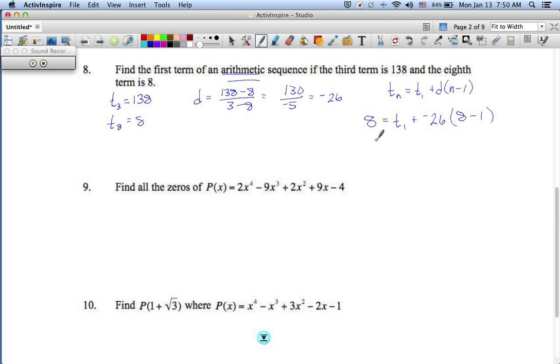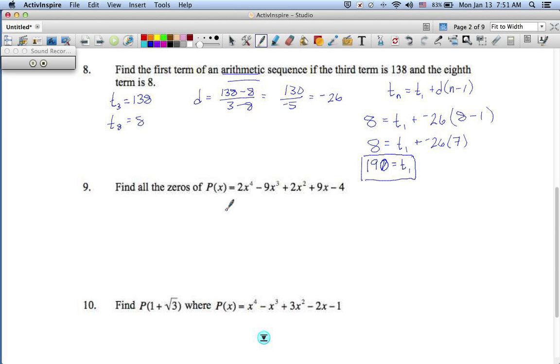So there we go. 8 equals t sub 1 plus negative 26 times 7. Negative 26 times 7, let's see, that's a negative 140, and that's 42. That's negative 182. I'm going to add the 182 over here and get 190 for t sub 1. So is that what I'm looking for? Find the first term. Check and check. So there's our answer, 190. Fancy 0 there, isn't that?